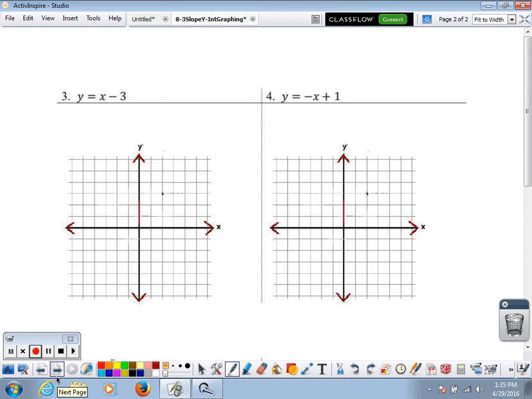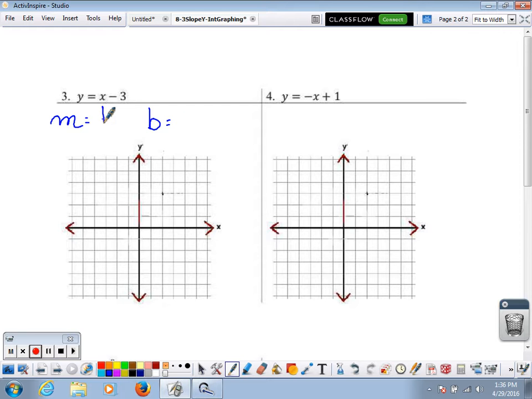Okay, next up, I have y equals x minus 3. I still want to do the same thing we always do. I want to identify my slope and my y-intercept. So the slope, that's the coefficient of x. That's the number that's multiplying x. So, Crystal, what's multiplying x here? 1. Okay, there's nothing multiplying x, so there's an invisible 1 there.